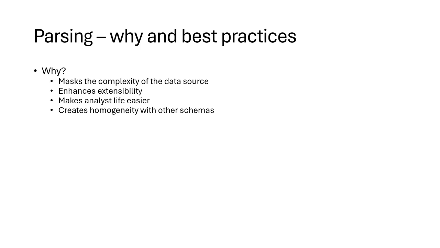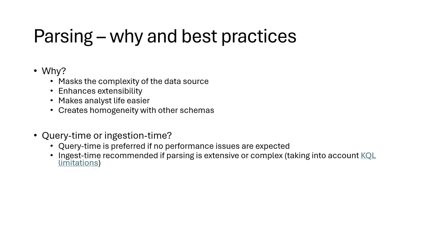And lastly, it creates homogeneity with other schemas, right? If all your schemas look more or less the same, it will be much easier for you to interact with them. Imagine, for example, the typical IP address field. Sometimes it's called IP_address, sometimes IP address, sometimes IP-address. If we have a common name for all these different schemas, it will be much easier, and that can be done through parsing.